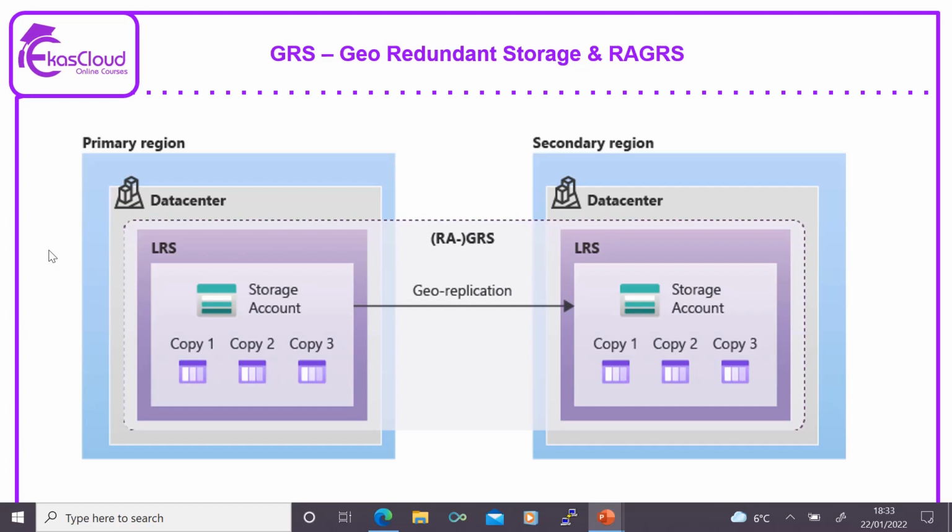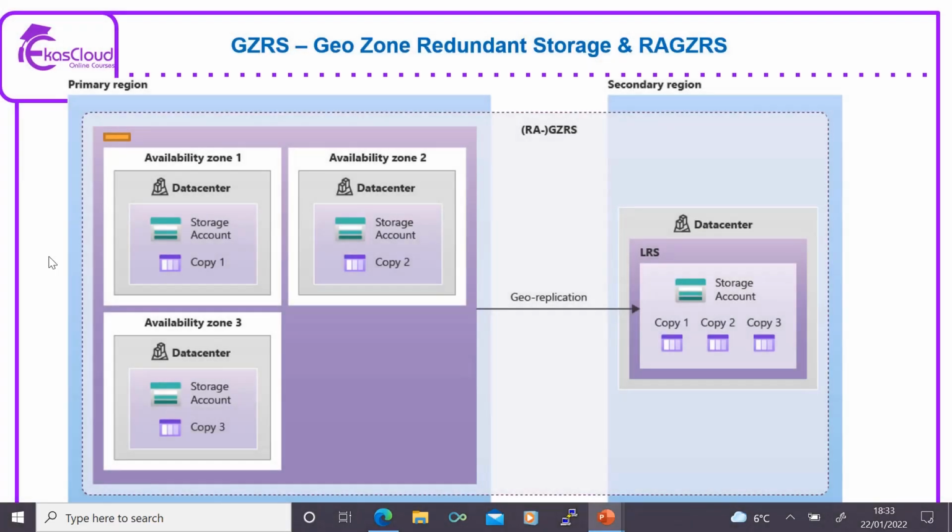First, it copies your data 3 times in the primary region in a single physical location, and then it copies your data 3 times in a secondary region in a single physical location. If you want read and write access to your data in the secondary region, you need to select the option of RAGRS. Now let's have a look at GZRS, which is Geo Zone Redundant Storage.